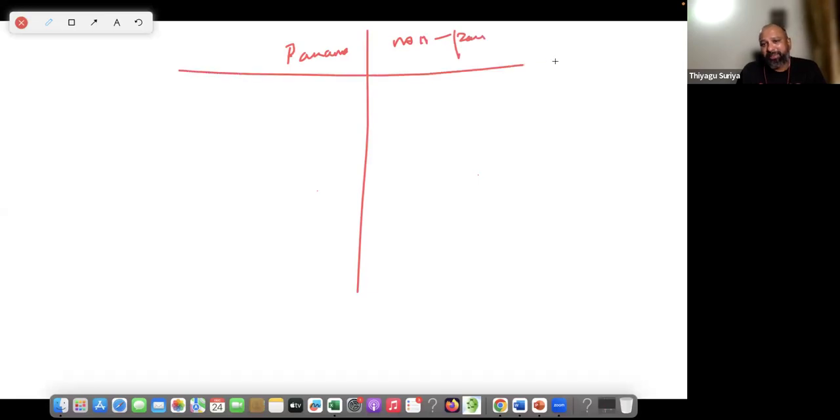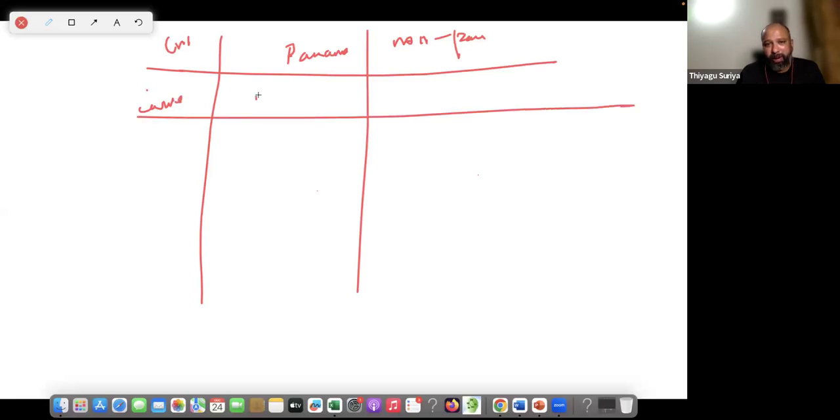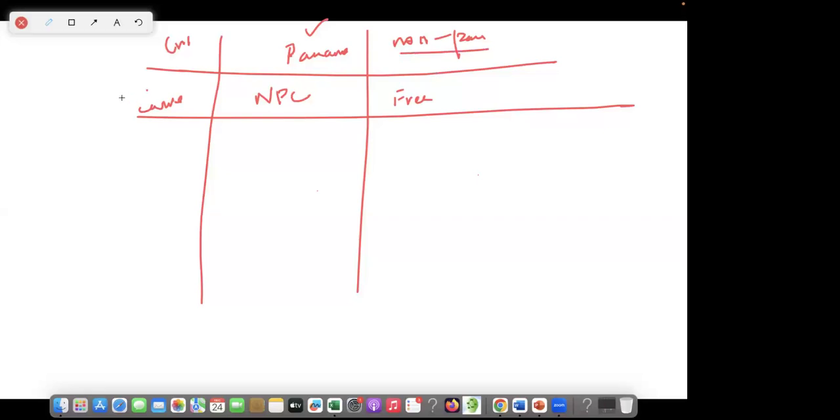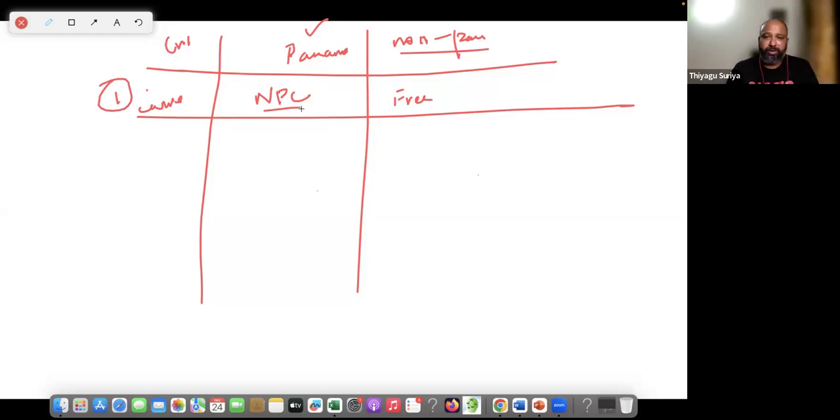We can define parametric and non-parametric based on some criteria. The first criterion is the curve. If a normal probability curve comes, it is called parametric, and we can go with parametric statistics. If a free distribution comes, meaning other than the normal probability curve, we can go with non-parametric. This is the first property. NPC means normal probability curve, and free distribution is for non-parametric.